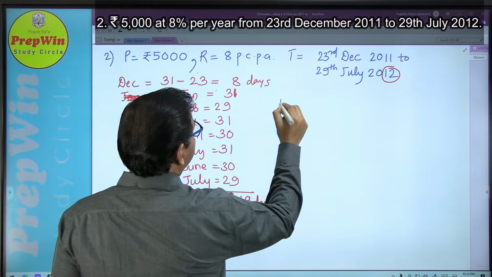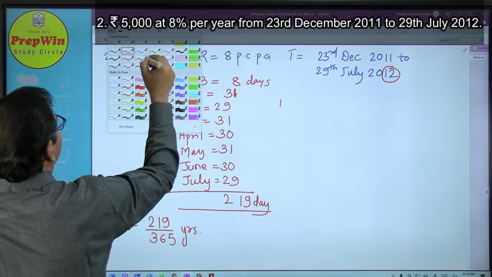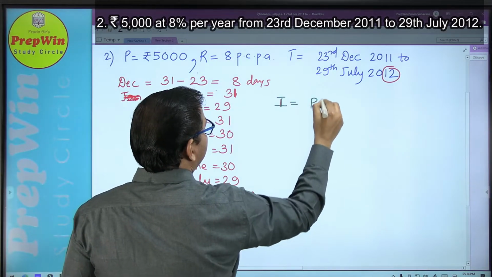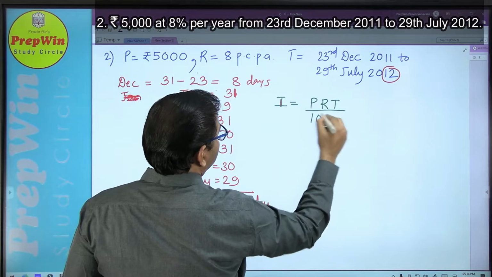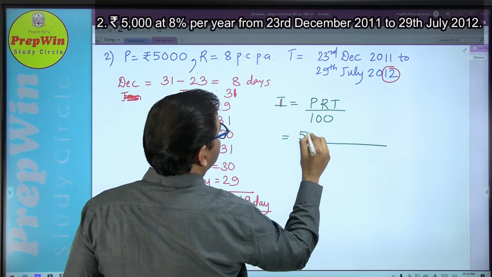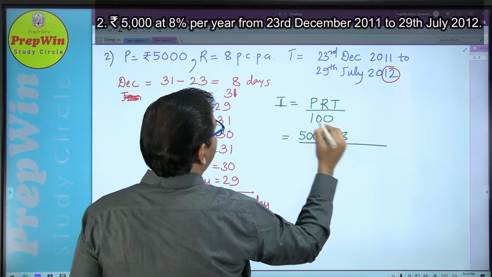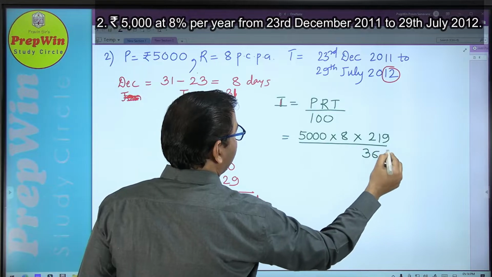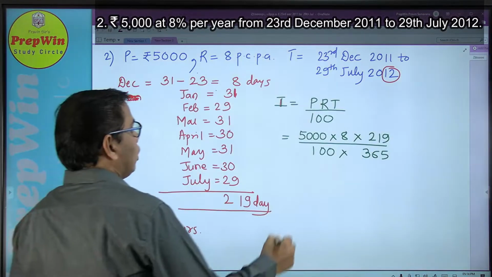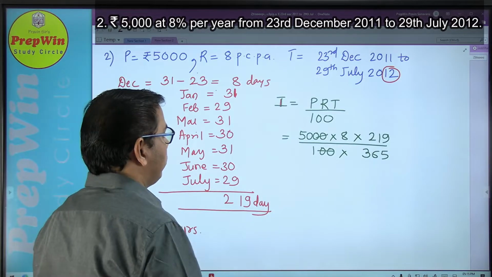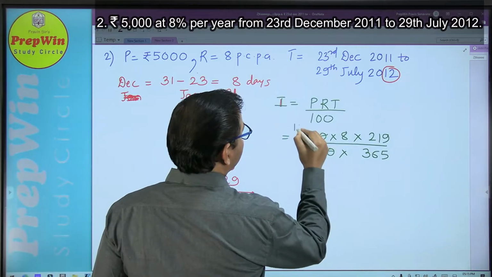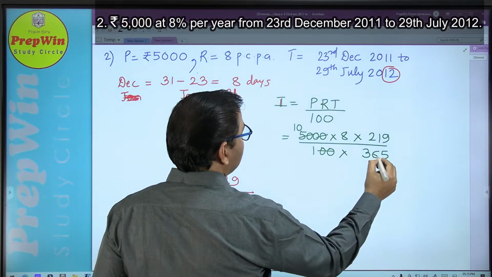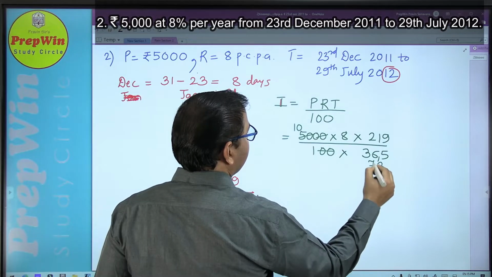What I have to find out is interest and the amount. So for interest, my formula is P into R into T upon 100. Right? Principal is 5,000 rupees. Rate of interest is 8% and time period is this 219 upon 365 and 100 is already there. Correct? So 2 zeros and 2 zeros cancelled from the numerator and denominator. 5 into 10 is 50. 5 into 7 is 35. 36 minus 35 is 1. 5 into 3 is 15.